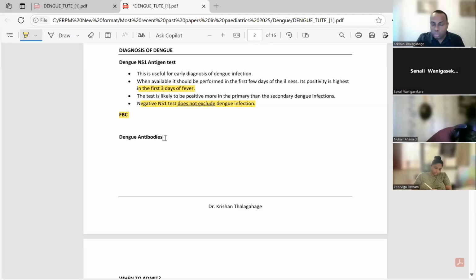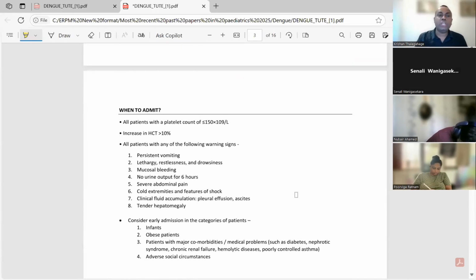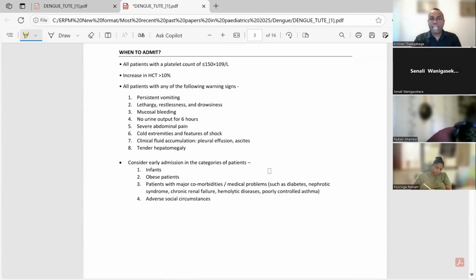Dengue antibodies are usually tested after 5 days. What we commonly test is IgM. IgM will be positive in dengue usually after 5 days. When to admit, that's another MCQ.